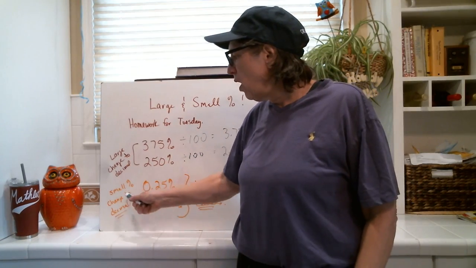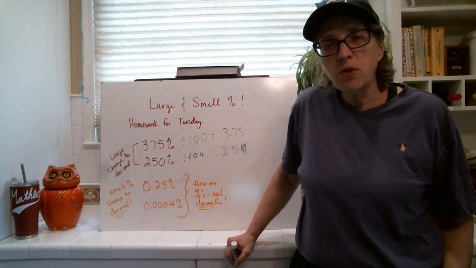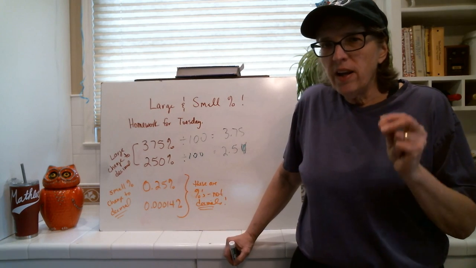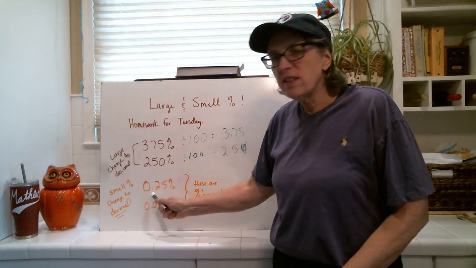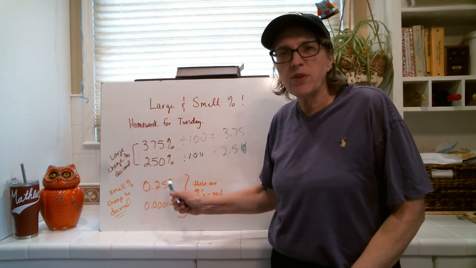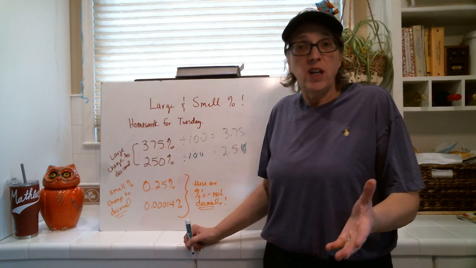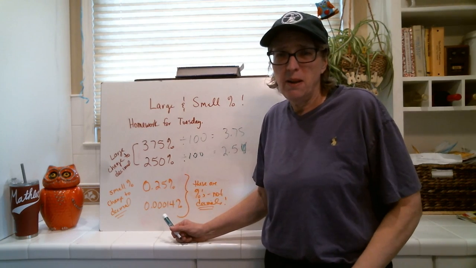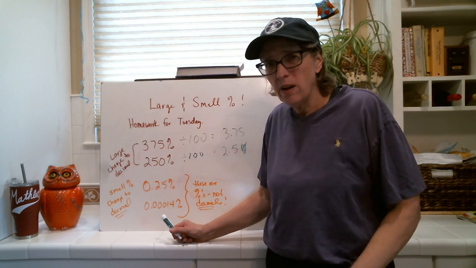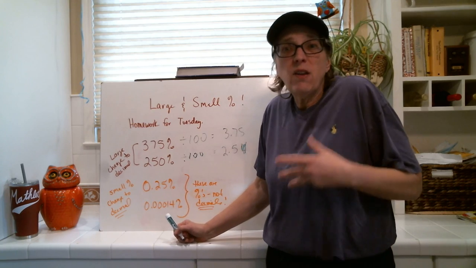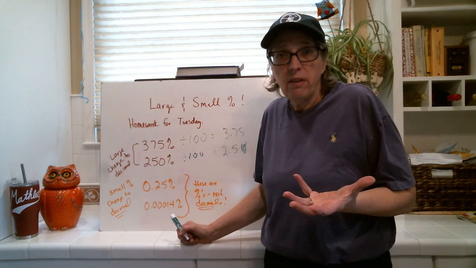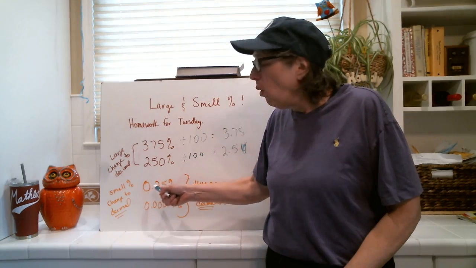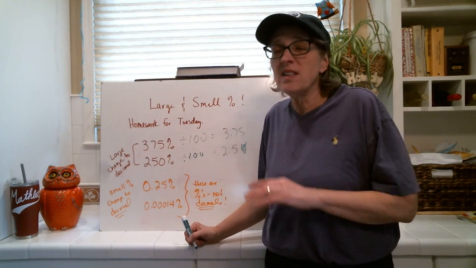Now you have to change small percents to decimals. You still divide by 100. And here's the tricky thing. This says 0.25%. You may say, it's a decimal already. No, it's not. It's a small percent that's less than 1, the number 1. That is like a fourth of 1. It's 0.25%. It is not a decimal.